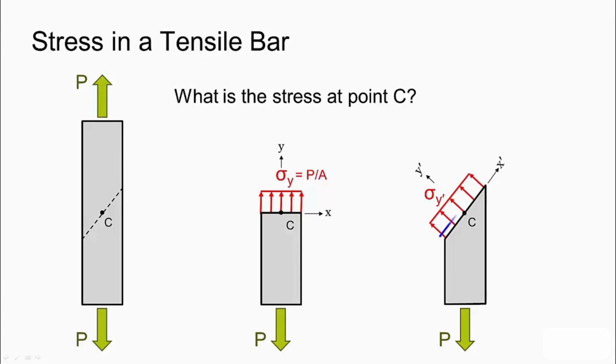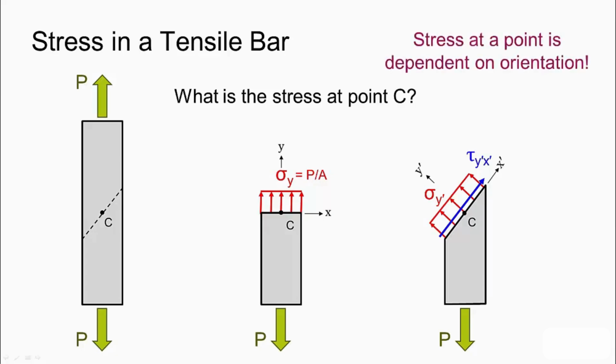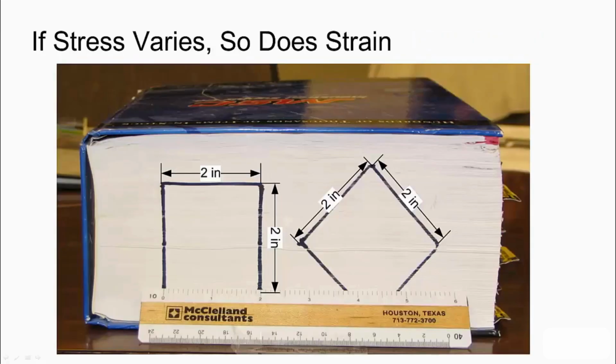Therefore, there would also have to be a shear stress acting on this section plane to maintain equilibrium of the bar. What this little thought experiment shows us is that although we are looking at the same point, point C, in both these cases, the state of stress at a point is dependent upon the orientation that you are looking at for that point. Another way to look at this is by looking at the differences in strain or the resultant deformation in different orientations.